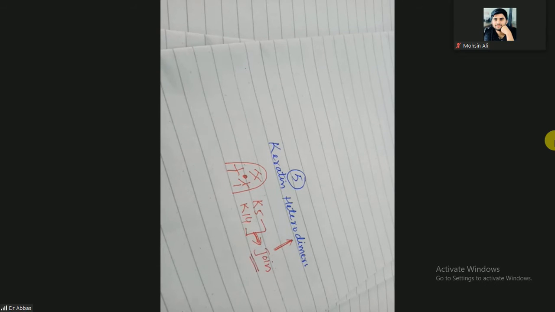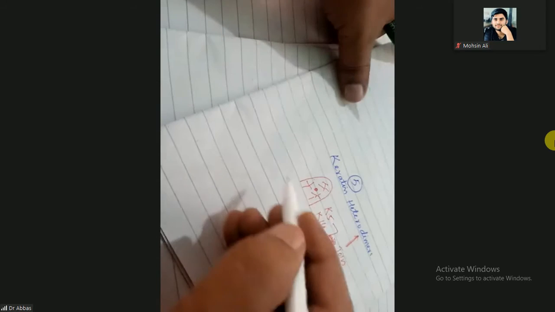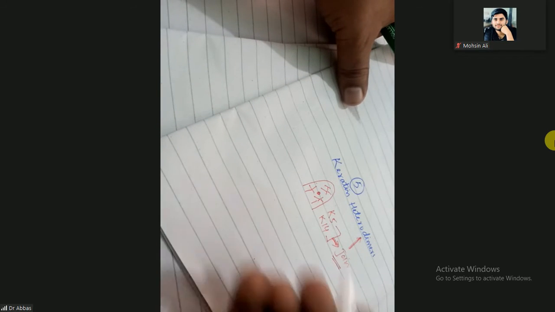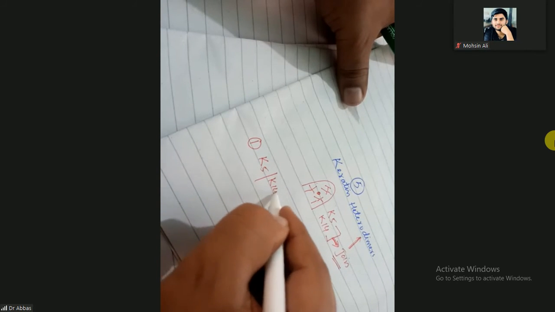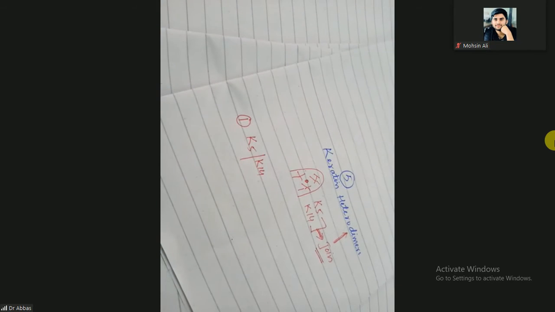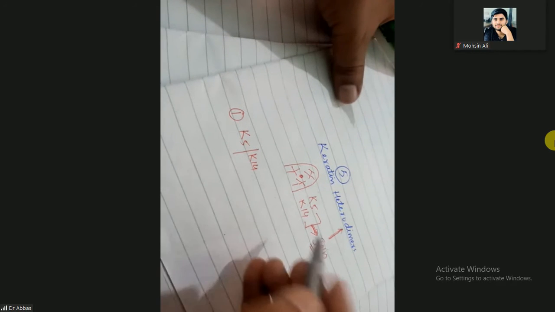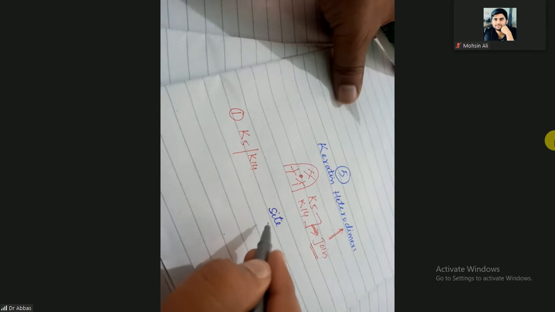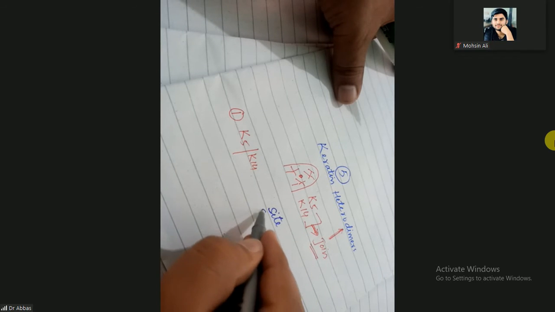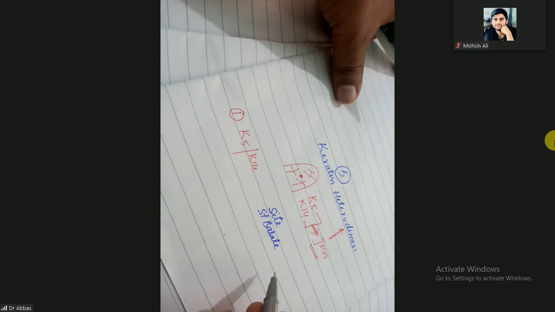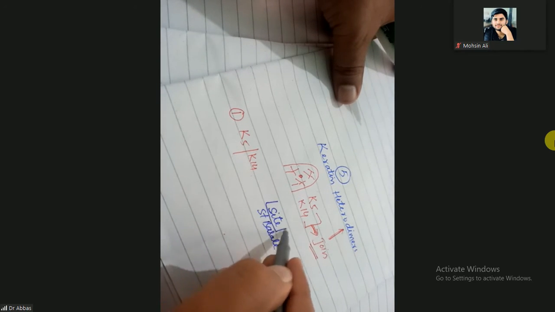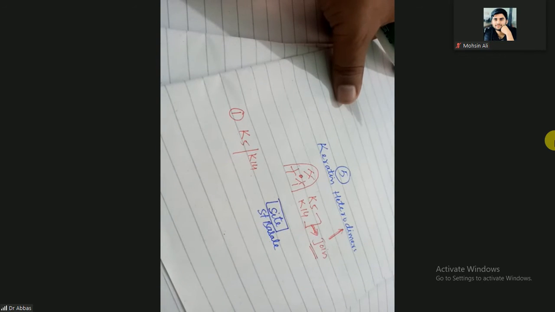There are multiple keratin heterodimers. I can show you where they are. Let's start. First one is K5, K14. First keratin heterodimer is K5, K14. Where is it present? Site. It is present in the stratum basale. So the site of K5 and K14 is the stratum basale.